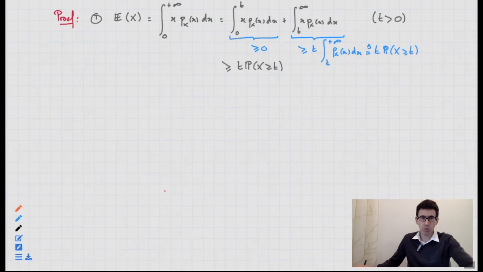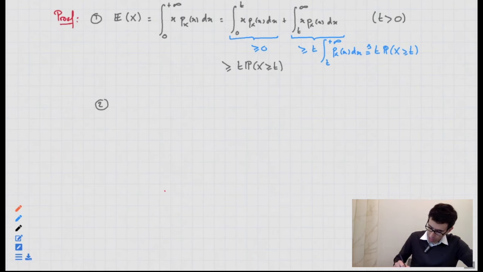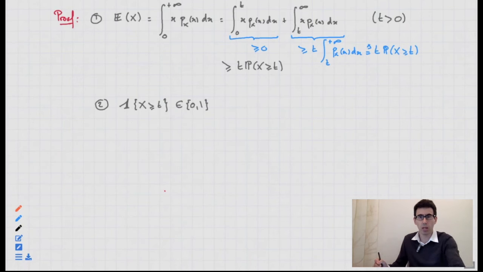The second thing I want to show you is that there's a faster way of going about that proof, but that requires you to be slightly more comfortable with the manipulation of expectation. Okay? So, if you remember, if you look at the indicator function of X greater than or equal to t, this is the indicator function of a random variable. It's therefore a random variable, but it has to be a binary one, right? Because by definition, the indicator function takes values in {0, 1}.